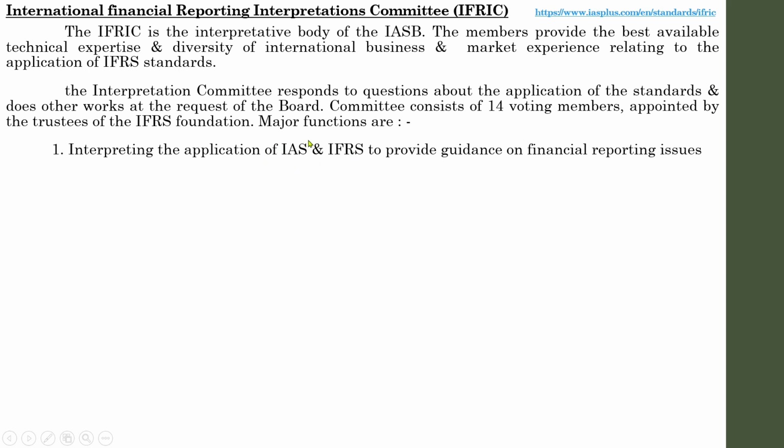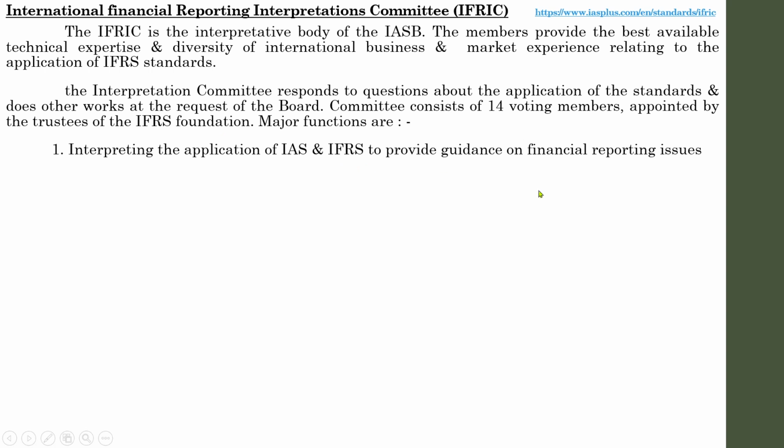The only thing is, any standards that were published before 2001 are known as IAS. Any standards published after 2001 are known as IFRS. That is the only difference. And this IFRIC provides all sorts of guidance with regard to financial reporting issues for IAS as well as IFRS. IFRIC provides timely guidance on financial reporting issues that may not be specified or addressed in IAS and IFRS.